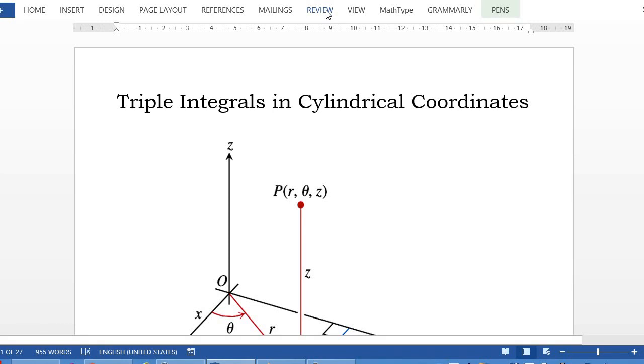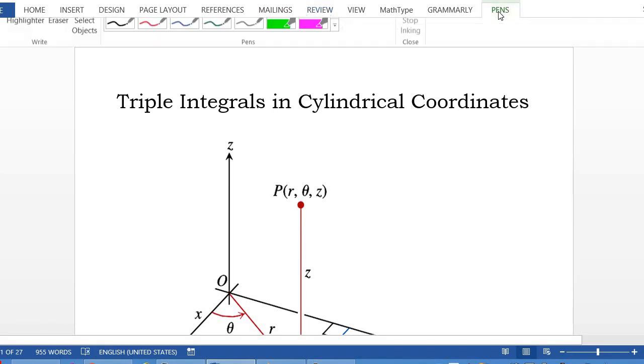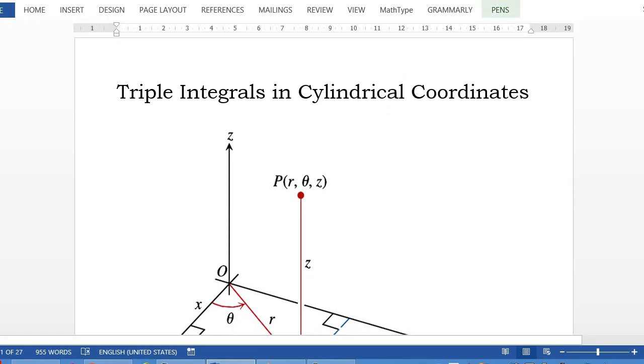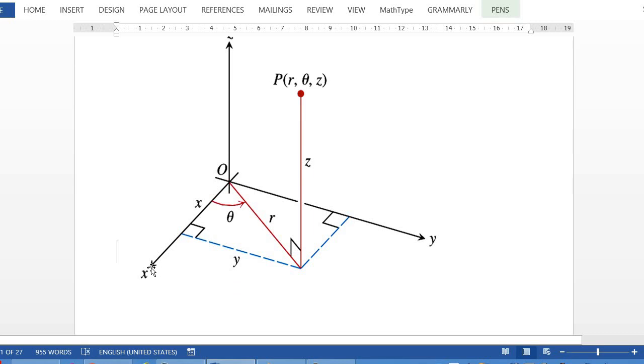Today we are going to learn the triple integral in cylindrical coordinates. So this is the x, y, z axis, and the r, as you learned in polar coordinates, r squared is actually x squared plus y squared, and this is theta, made between r and the x-axis, and this is z, the vertical distance.